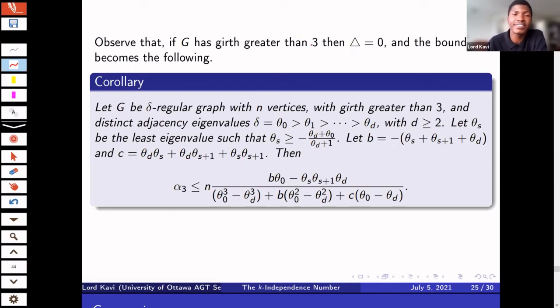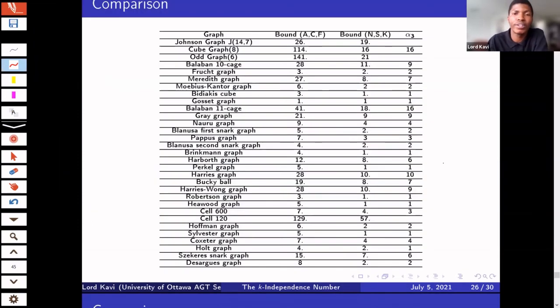So for instance, in this case, if we know that the graph has girth greater than 3, then we don't need to even worry about the triangles because there are no triangles in that graph. And so everything reduces to this. It becomes as simple as this, and the formula also reduces very simply. All right, so let's look at a quick comparison.